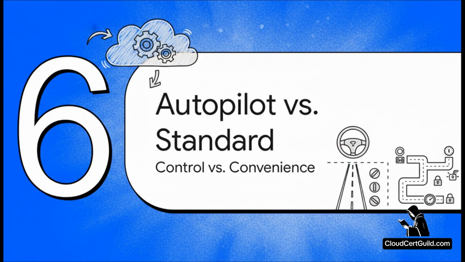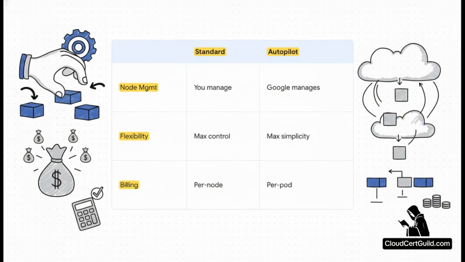We have covered a ton of ground. Now for the last piece of the puzzle. This is a big decision you have to make right at the very beginning. Section 6, Autopilot versus Standard Mode. So, when you create a GKE cluster, you've got two main flavors to choose from. Standard mode gives you maximum control. You are the hands-on building manager.